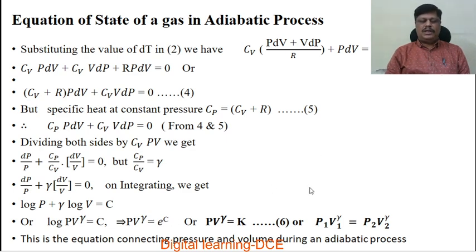So if P1, V1 is the pressure and volume at state 1, and P2, V2 are the pressure and volume at state 2, then this equation can be written as P1 V1 to the power of gamma is equal to P2 V2 to the power of gamma. So this is the equation of state for an adiabatic process in terms of pressure and volume. This is the equation connecting pressure and volume during an adiabatic process.